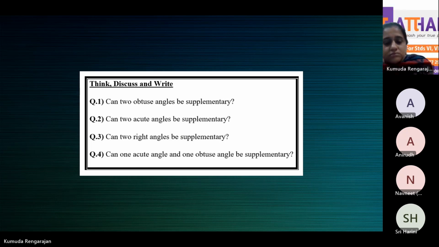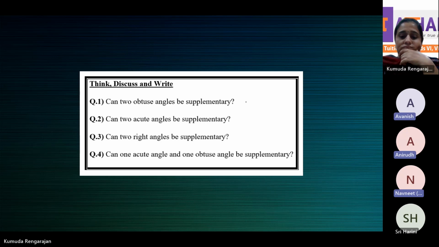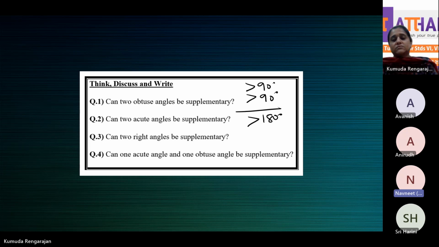Okay, class, can two obtuse angles be supplementary? No, ma'am, because both the angles will be more than 90, so their sum will be more than 180. One angle is more than 90 degrees, the other angle is also more than 90 degrees, so their sum will be more than 180 degrees. Because when we add even 91 plus 91, it will be 182.